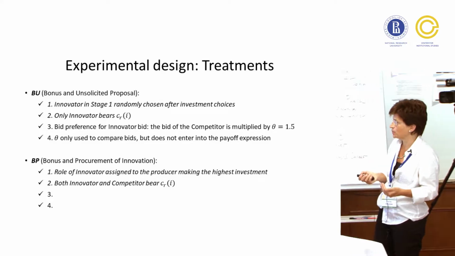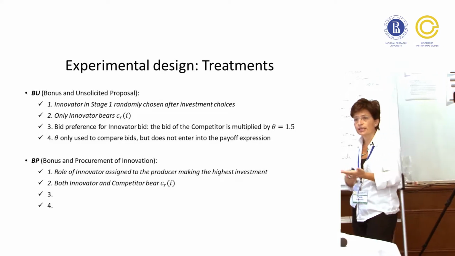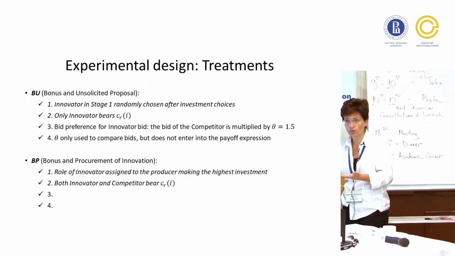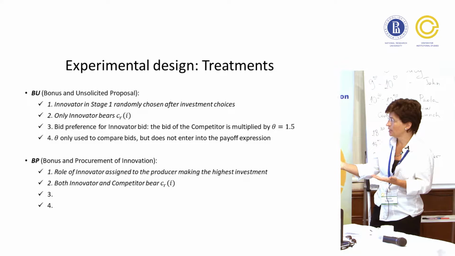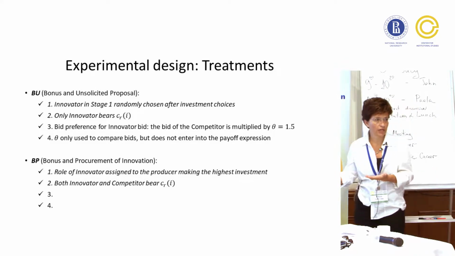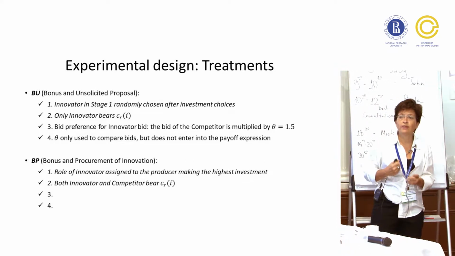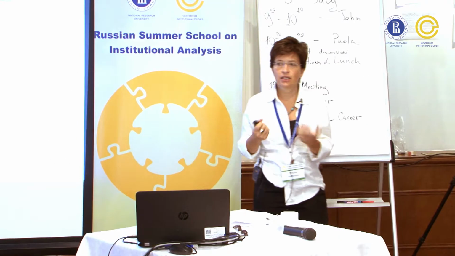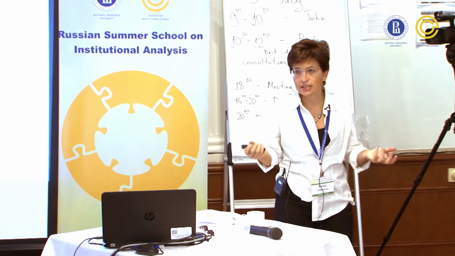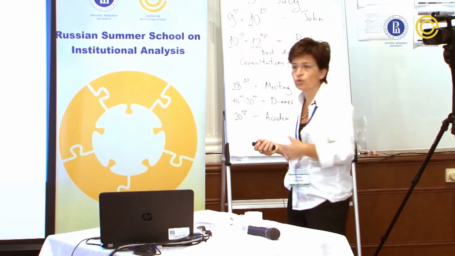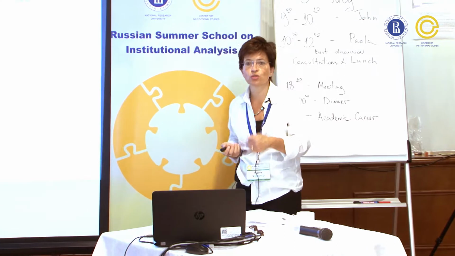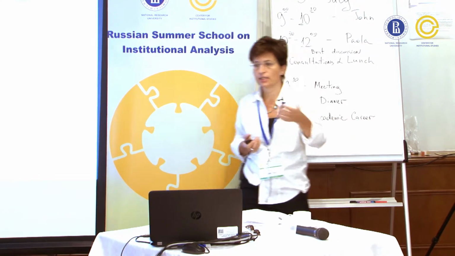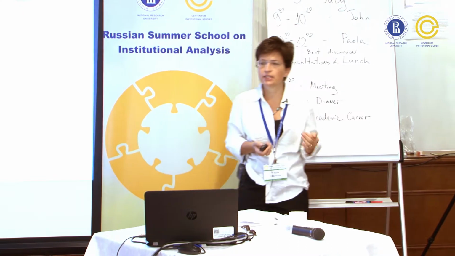What does this preference mean? It means that the bid of the other in the auction is multiplied by a factor which is 1.5. So it is a way just to give an advantage to the innovator, okay? This is something that is really done in the real world, for instance, when you want to give a bid preference to a small firm in a normal auction. It is applied in some procurement in the US.